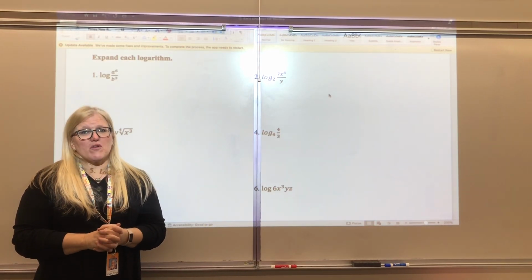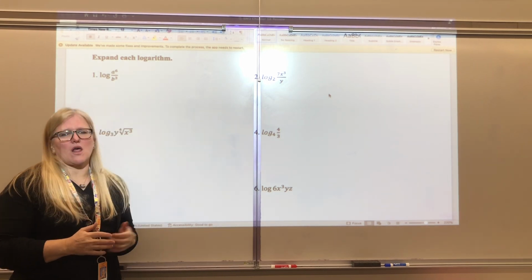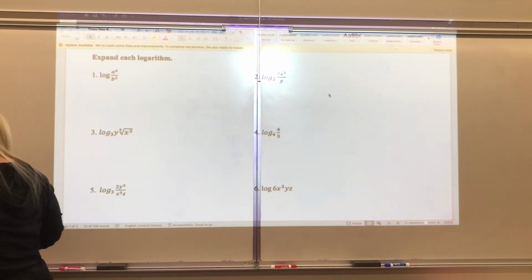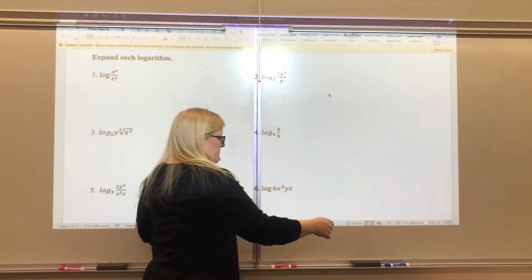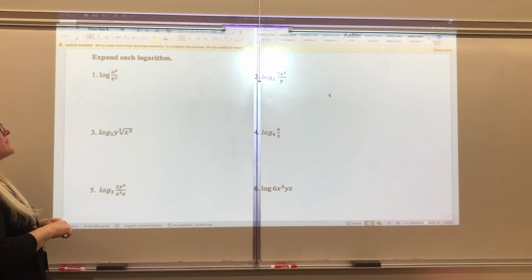This is the 5B review on exponents and logarithms, mostly logarithms, but let's get started. Okay, number one is asking you to expand each logarithm.